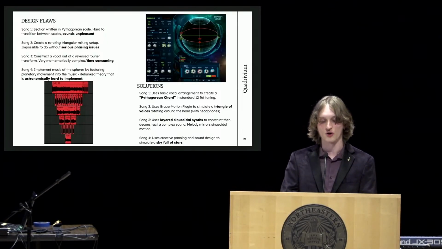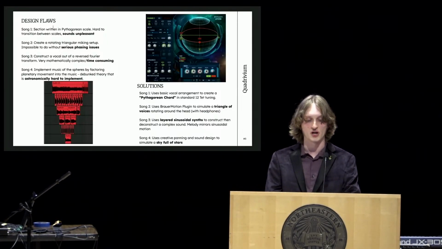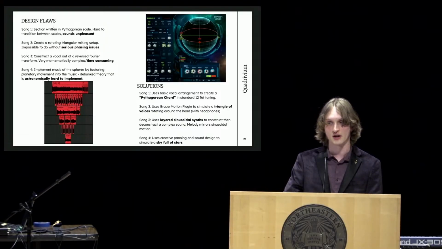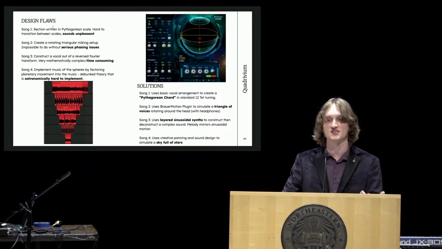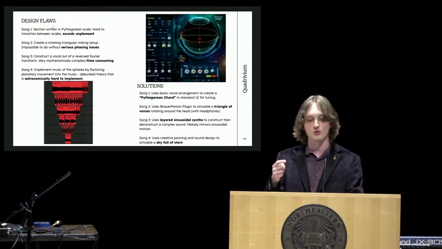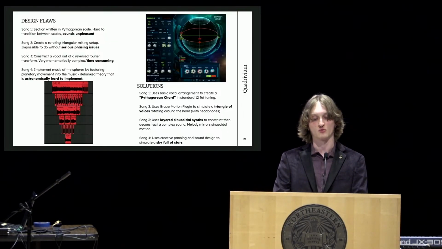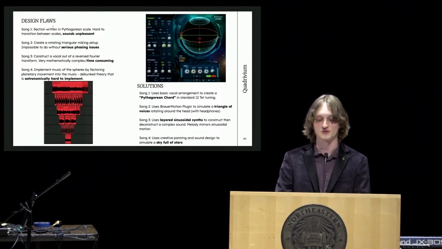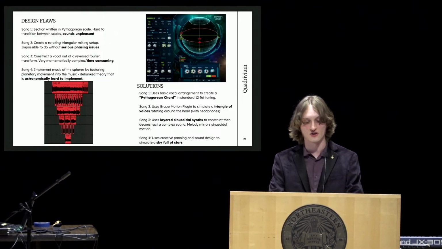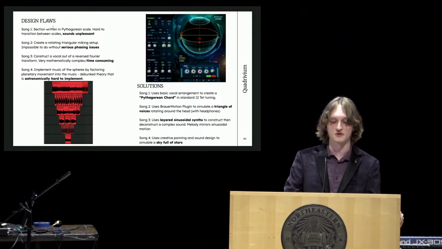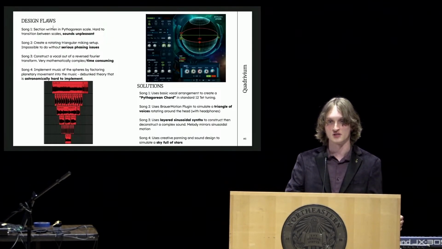And song 2, I wanted to create a rotating triangular miking setup, which is very hard to do without a lot of money and custom equipment, and there were serious phasing issues, with the sounds canceling each other out between mics. So song 3, I wanted to make a vocal out of a reversed Fourier transform, which is very mathematically complex and time consuming. And for the 4th song, again, I wanted to do music of the spheres, but it's a stupid debunked theory that's very hard to implement.